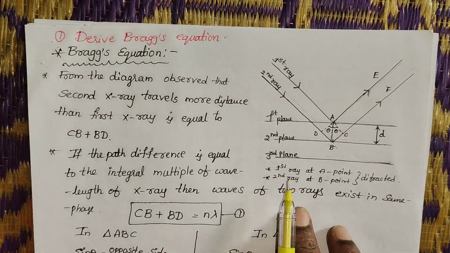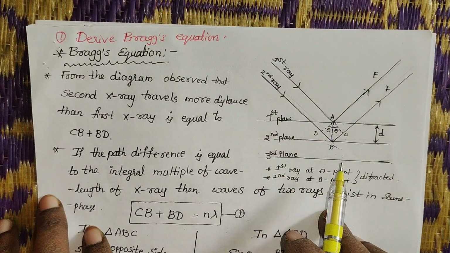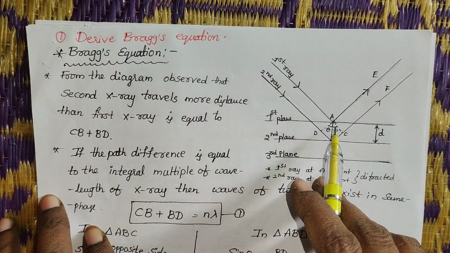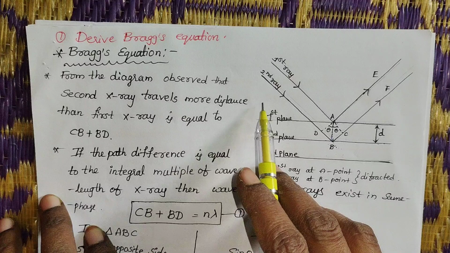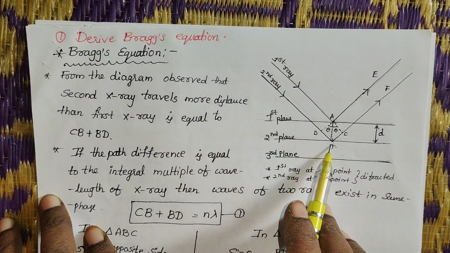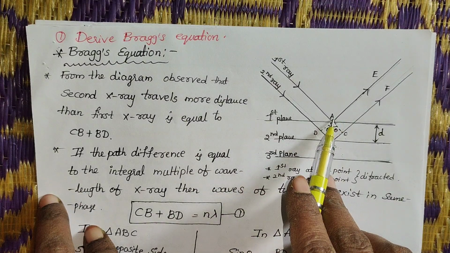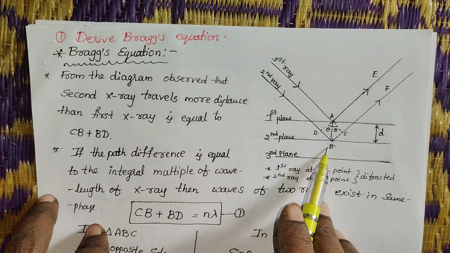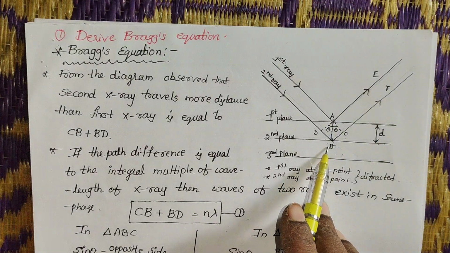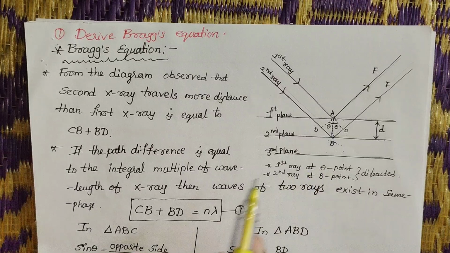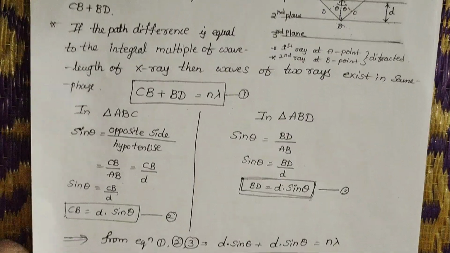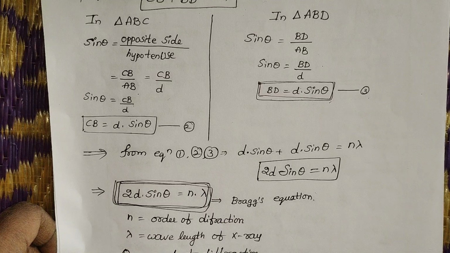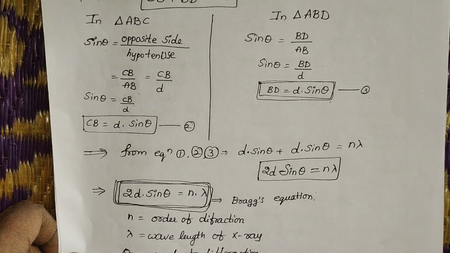Compulsorily we have to take two planes and two X-rays. The first X-ray strikes the first plane, and the second X-ray strikes the second plane. Compared to the first ray, the second ray traveled more distance. How much distance it traveled we find with the help of Bragg's equation, and it explains the relationship between order of diffraction, wavelength, angle of diffraction and interplanar distance.